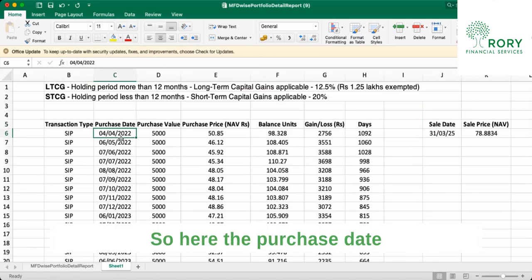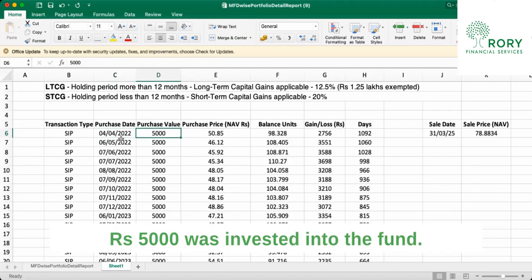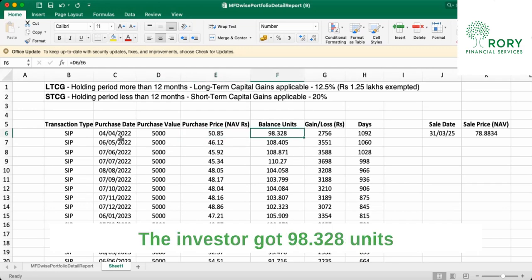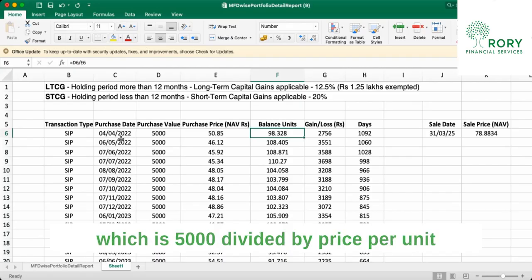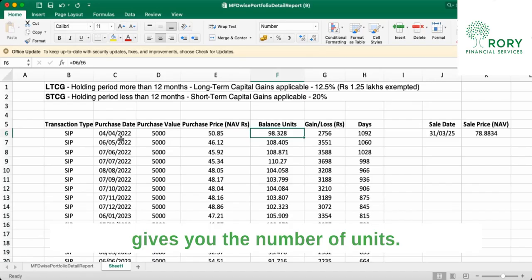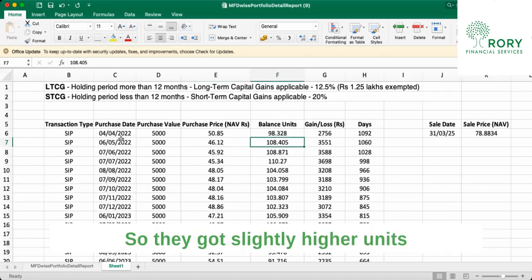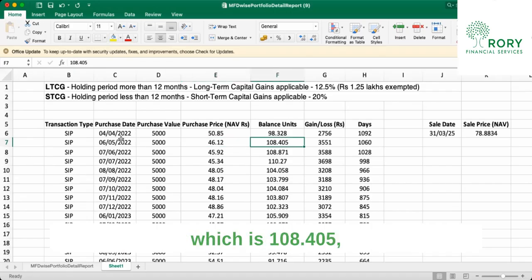So here the purchase date of the first transaction is 4th April 2022. On that day, 5,000 rupees was invested into the fund. The purchase price, that is the price per unit or NAV on that day, was 50.85 rupees. So the investor got 98.328 units, which is 5,000 divided by price per unit gives you the number of units. Now, the next time when the investor invested 5,000 rupees, the purchase price was 46.12. So they got slightly higher units, which is 108.405, and so on and so forth.